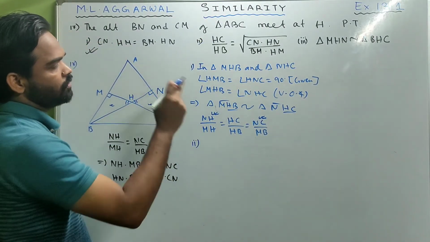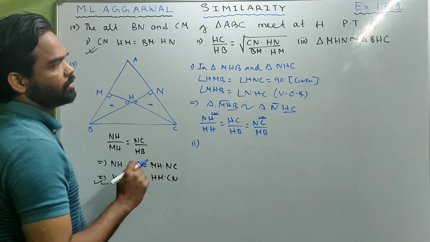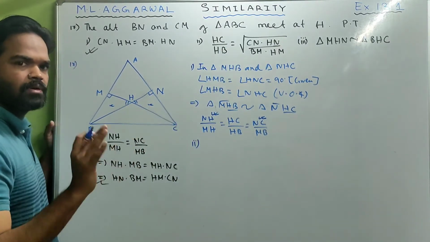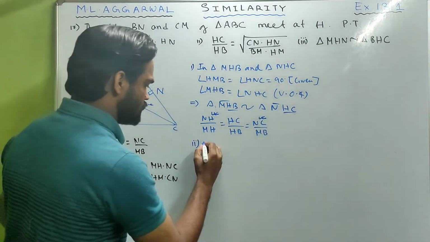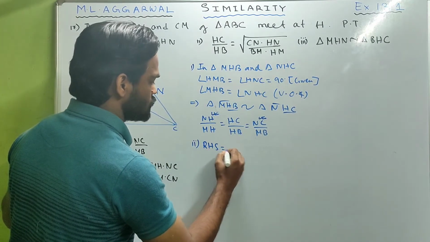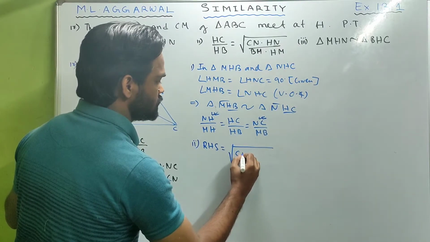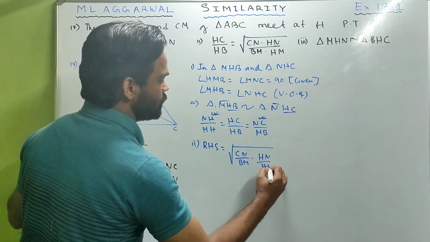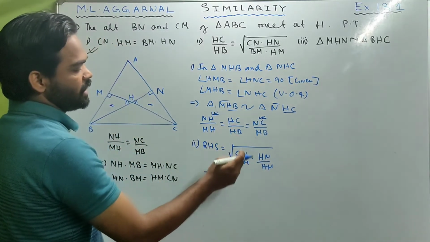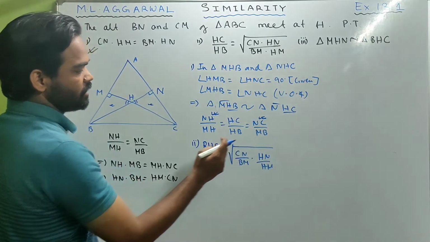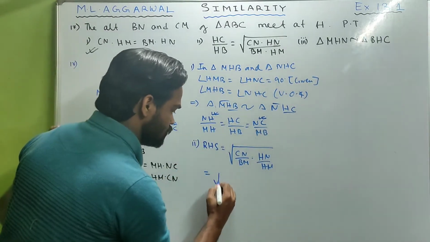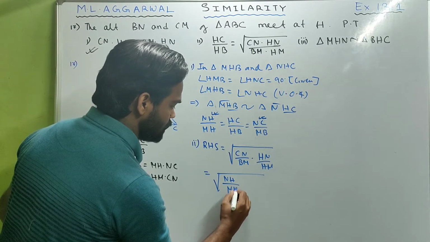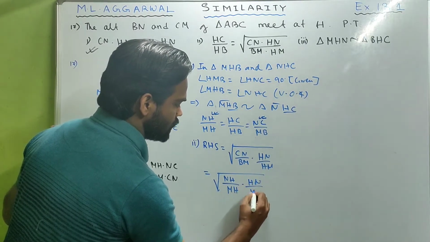HC by HB is equal to root of CN multiplied by HN by BM multiplied by HM. This is nothing, just the continuation from the first part. Just look over here. RHS, if I see, RHS is what? Root over of CN by BM multiplied by HN by HM. So CN by BM, I can write NH by MH. So CN by BM, I can write NH by MH multiplied by HN by HM.